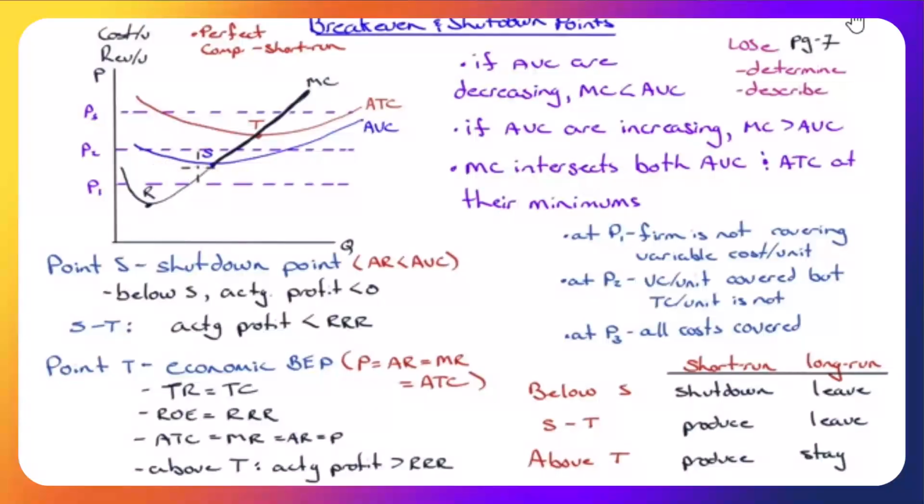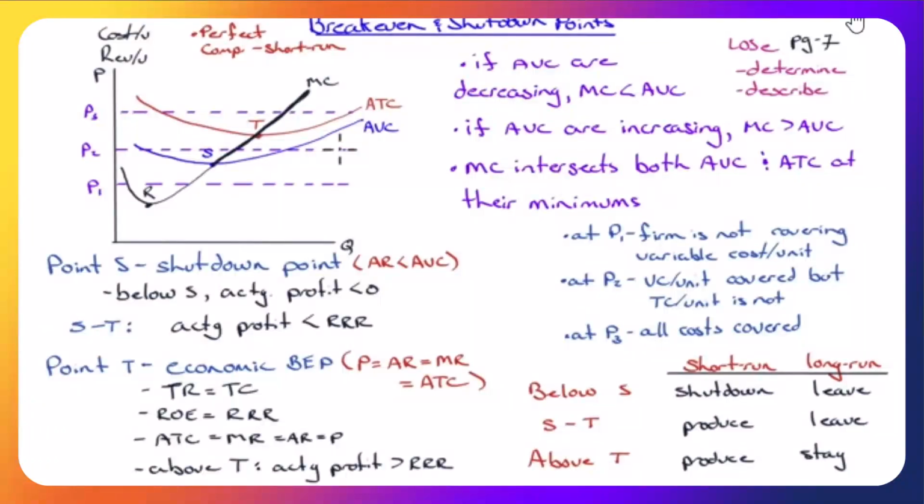Here's our average variable costs. Here is our average total costs. And this is interesting. Here is our marginal cost curve. Notice that the marginal cost curve intersects the average variable cost curve at its minimum, and that point we'll label S. It has a meaning. And it intersects the average total cost curve at its minimum as well, and that point has a meaning. We'll label it T.